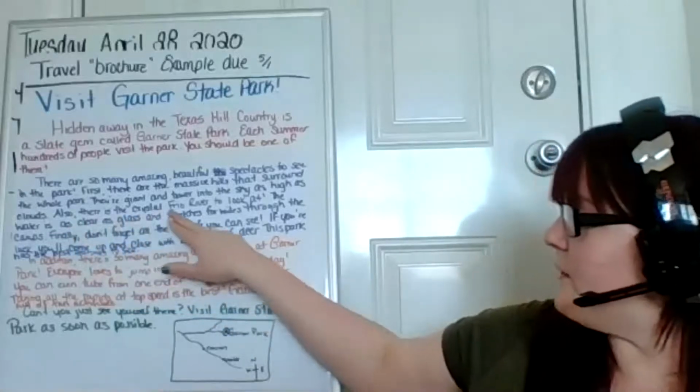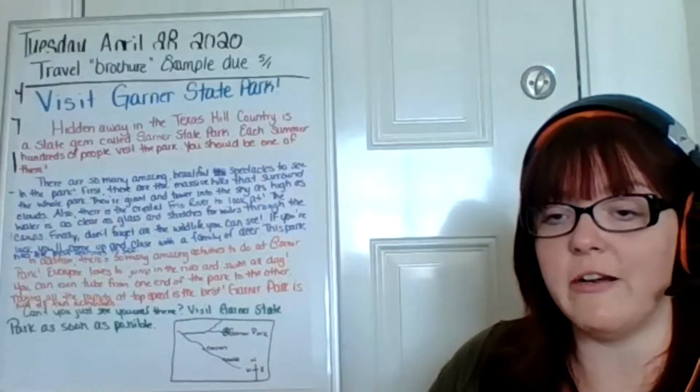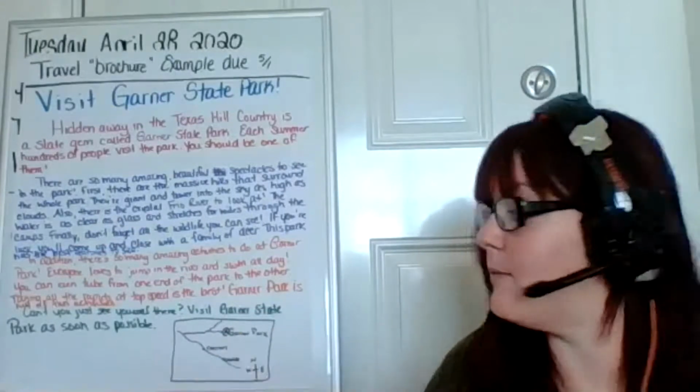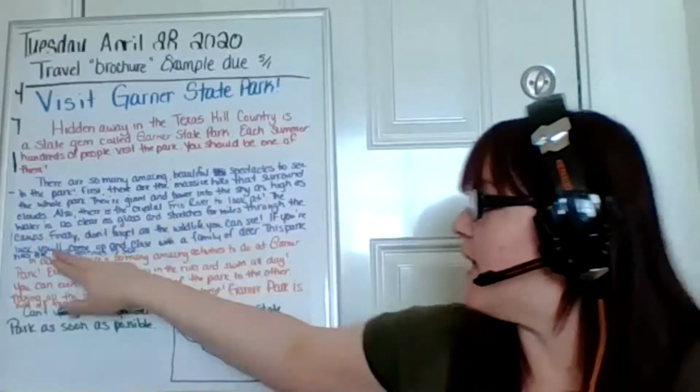Also, there is the Crystal Frio River to look at. That's another fact. I can prove that the Frio River is there in Garner State Park, just like I can prove that the Colorado River is at the Grand Canyon. The water is as clear as glass and stretches for miles through the camps.